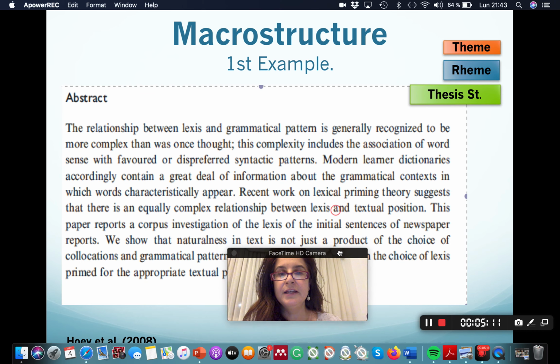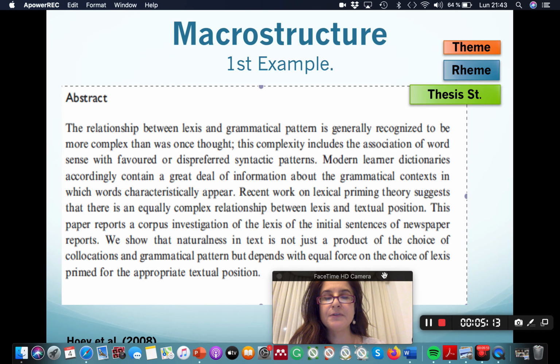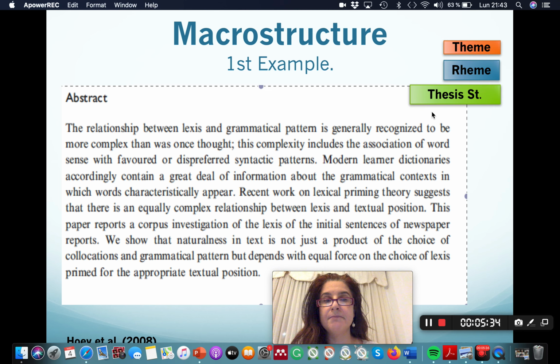All right, so this would be an example of an abstract, as I told you, just a paragraph, and this could be the macro structure, the typical macro structure of a paragraph. The theme, the topic, the reme, what is said about the topic, and the closure, that is the thesis statement. In abstracts, we are going to have a thesis statement all the time, right? So it's important that you remember that.